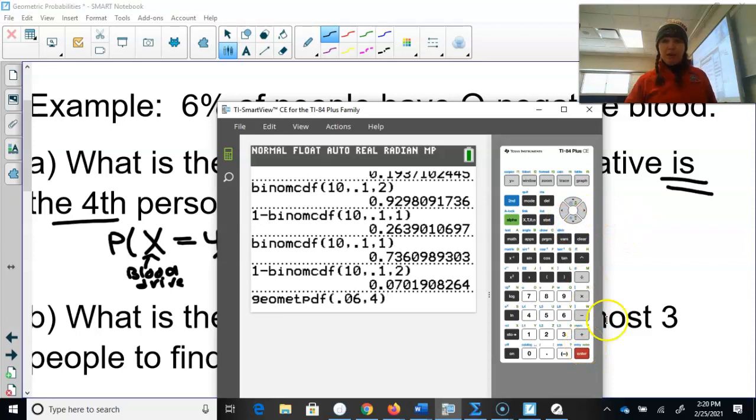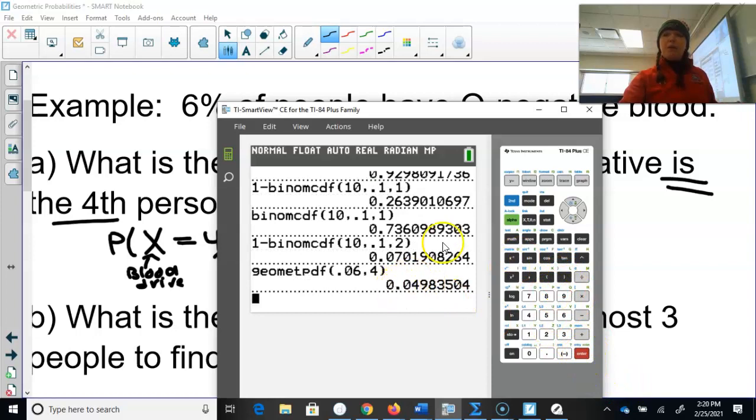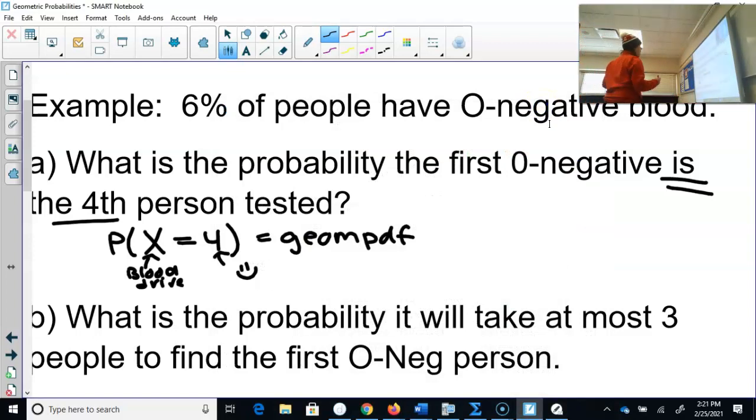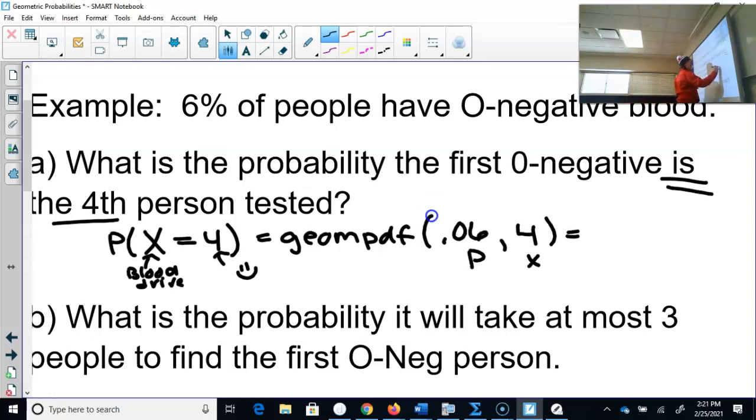If you have the old calculator, you need to type in 0.06 first. That's your P, comma, your X value, 4. Close the parentheses off and hit enter. We get 0.05 is that probability. So geometric PDF, 0.06, there's my P, comma, X, that's my success, that's 4. And I get 0.05 as my final probability. Again, if you're watching from AP Stats, you need 3 or 4 decimal places there. And make sure to show your work, you put that P and that X there as well for the College Board. Okay, let's move on to part B.